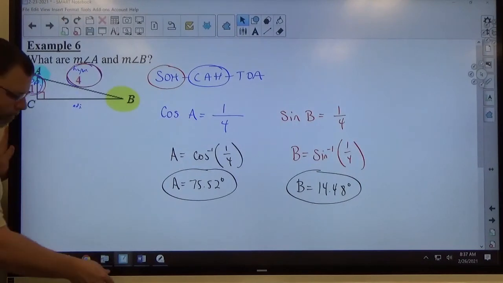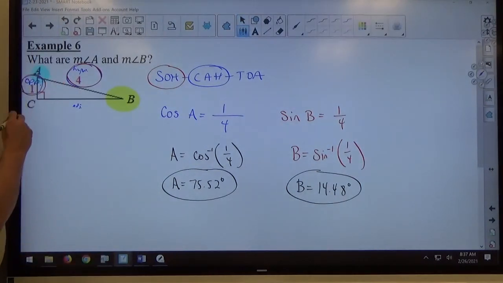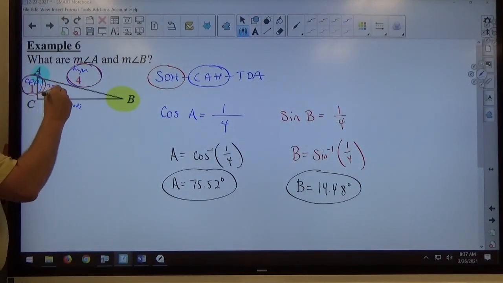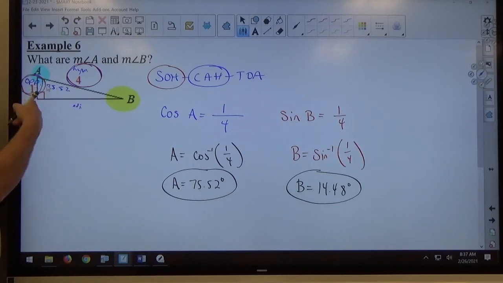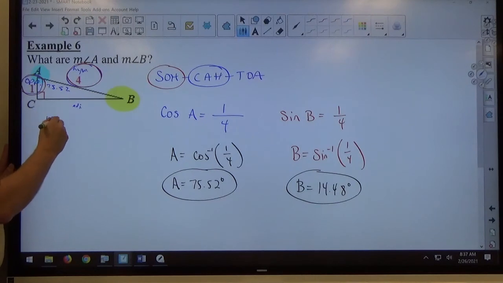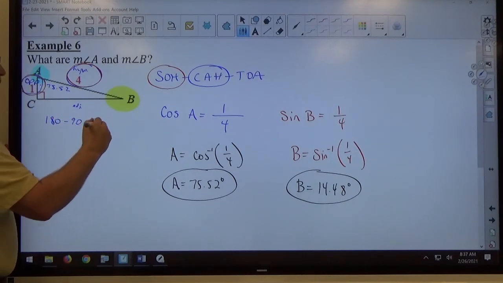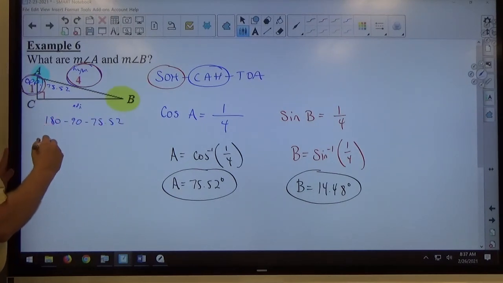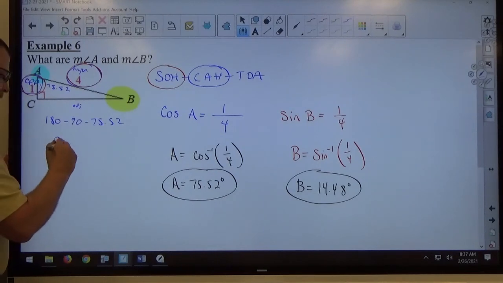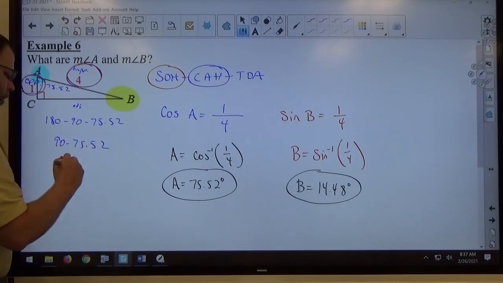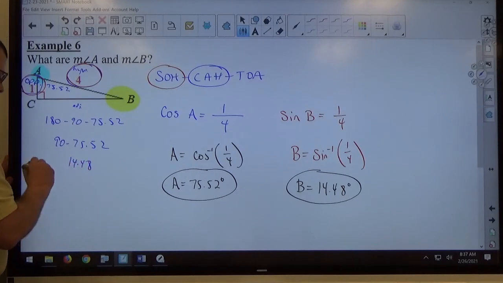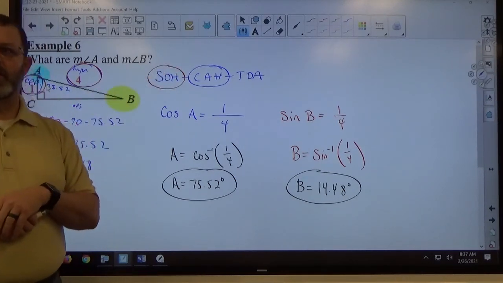The other thing I could mention here is once we knew A was equal to 75.52, once you know two angles, you could subtract from 180 to get the third angle also. If I'd done 180 minus 90 minus 75.52, that would have been 90 minus 75.52, which would be 14.48. Once you know two angles, you can always use the fact there's 180 degrees in a triangle to find the third. But again, I just wanted to get a little extra practice with SOHCAHTOA.